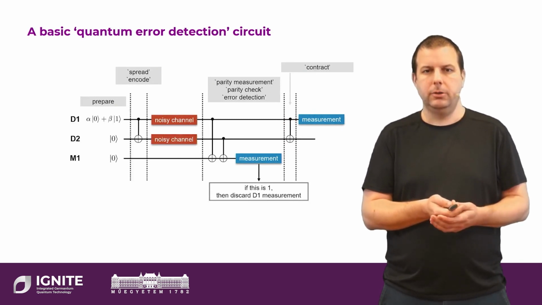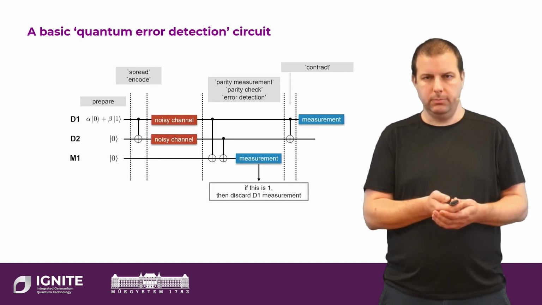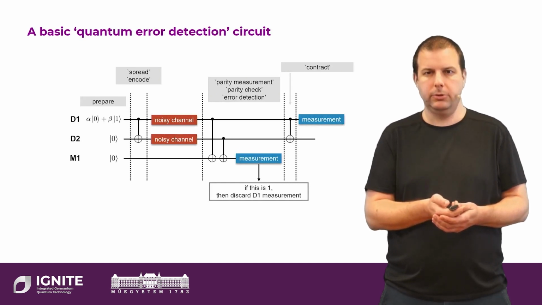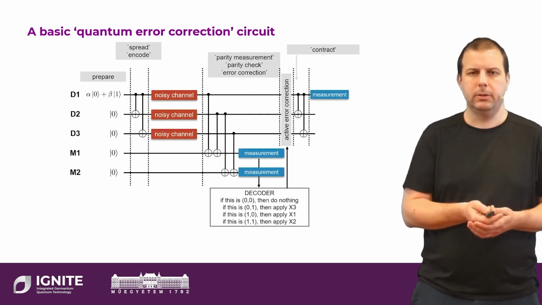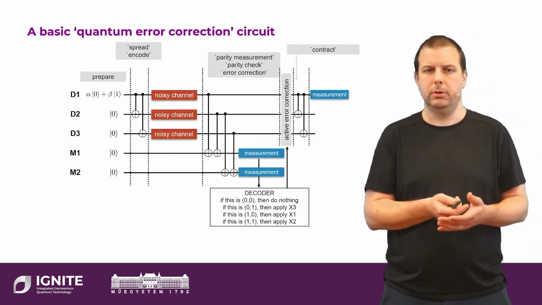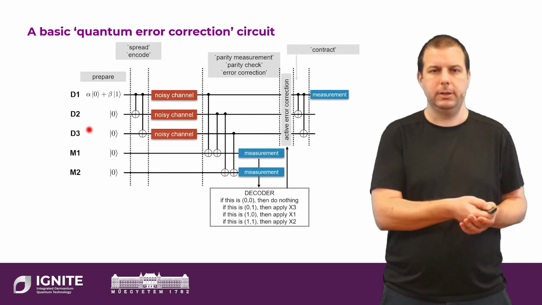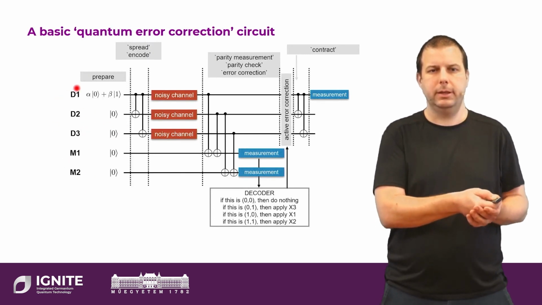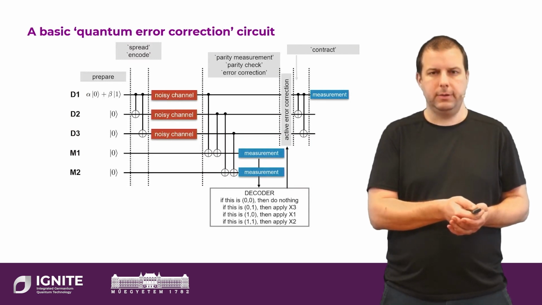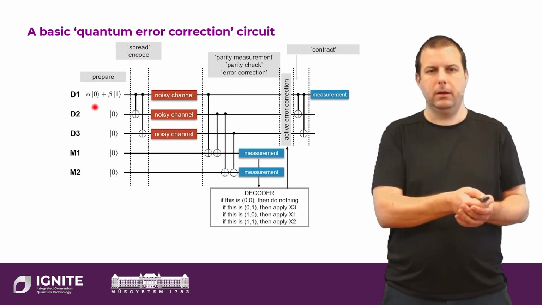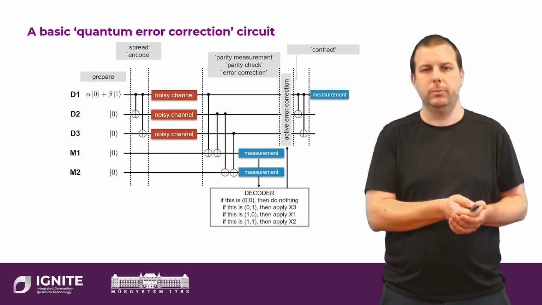And a generalization of this is a basic quantum error correction circuit, when we don't only detect the error but also correct it. And this is somewhat more complicated. It has more quantum bits. In particular, it is using 5 quantum bits: 3 data qubits and 2 measure qubits. The starting point is very similar. So we start with a prepared superposition on the data qubit.